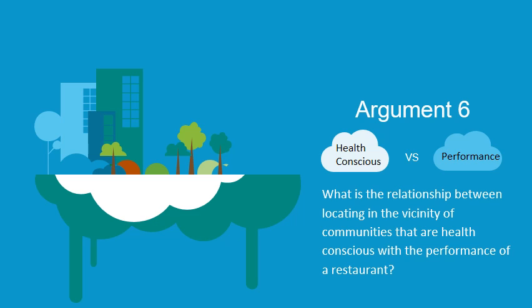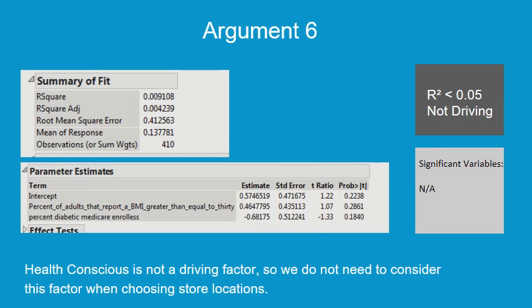And our final argument is what is the relationship between locating in the vicinity of communities that are health conscious and the performance of a restaurant? We also use the fit model and find out the R-square is lower than 5%. And also there are no significant variables. The p-values are all very high. So we think that health consciousness is not a driving factor to the performance of Olive Garden. We should not consider it when choosing store locations.